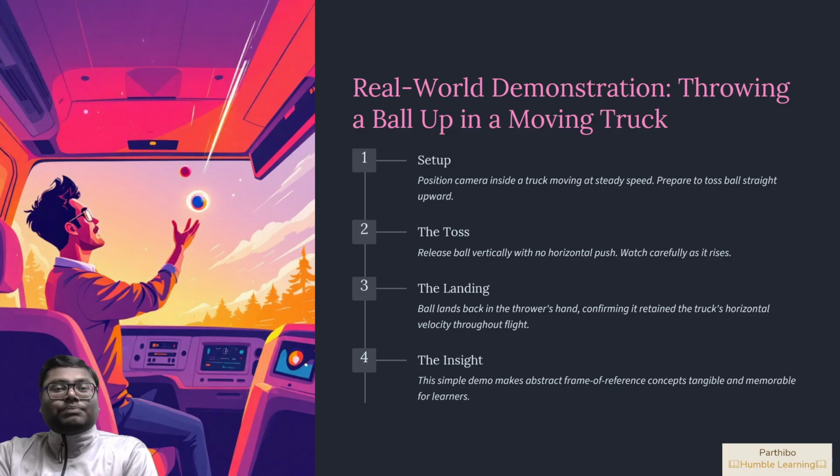If that doesn't happen, it's accelerating or decelerating, whatever it is. So the simple demo makes the abstract frame of reference concept tangible and memorable for learners. So you can do that. Toss anything and see whether your car is accelerating, decelerating, or moving at constant speed.